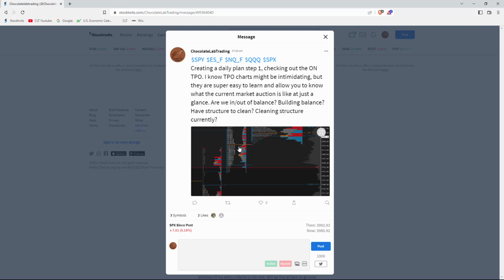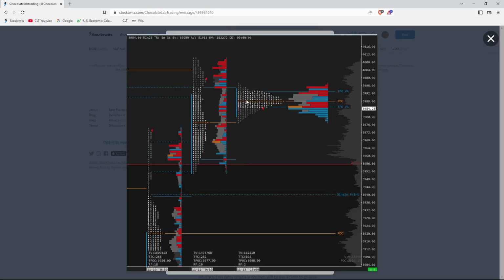Step 1, checking out the overnight TPO. This is called a TPO chart. Each one of these is a market profile. And what do we use TPO charts for? I know they're intimidating, but they're really not. It doesn't take long to learn them.